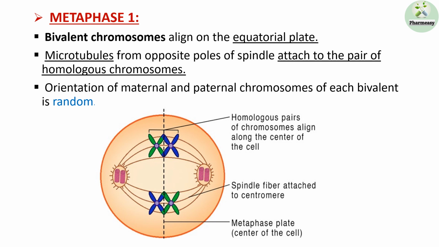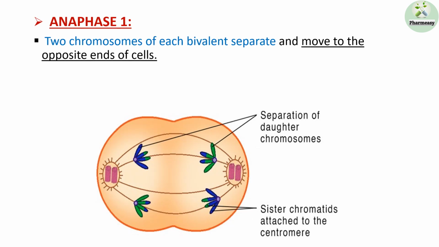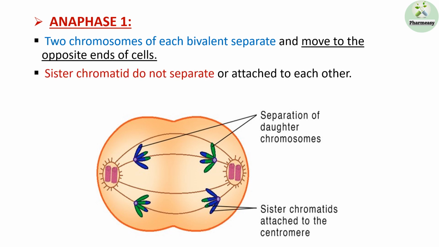Next phase is anaphase 1. Bivalent chromosomes separate and move to opposite poles. And sister chromatids do not separate, meaning they remain attached to each other. This diagram shows the separation of daughter chromosomes and sister chromatids attached to the centromere.